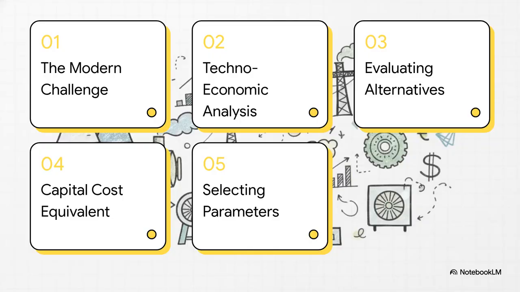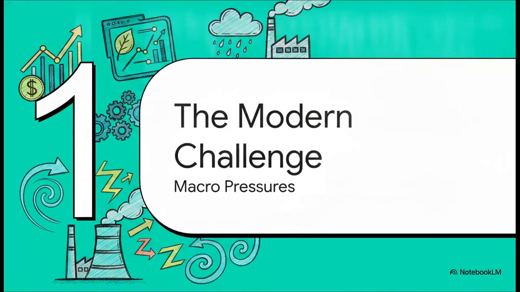Here's our quick roadmap for today. We're going to cover the modern challenge, techno-economic analysis, evaluating alternatives, the capital cost equivalent method, and finally, selecting optimal parameters. Okay, Section 1, the modern challenge, looking at those big macro pressures.